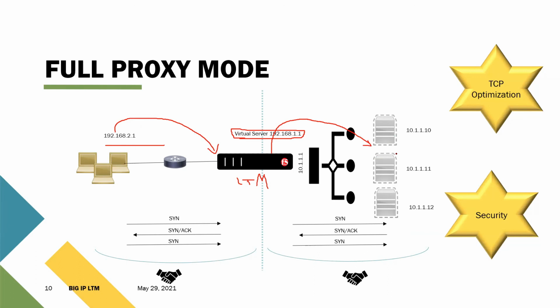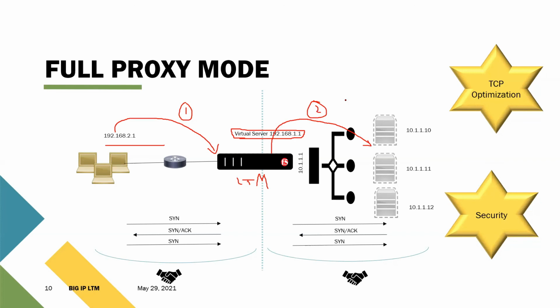So when I say two sets of connections, there will be two sets of TCP/IP handshake happening in the background. The user will be negotiating its TCP session with the LTM, and the LTM, after deciding which server it has to forward that traffic towards, will initiate a connection with that server. That's the first one, that's the second one.